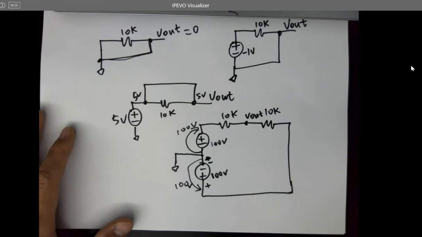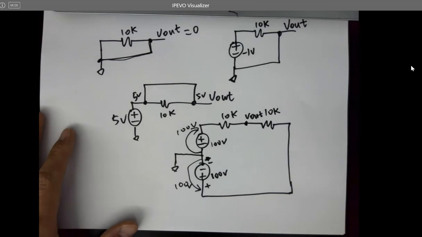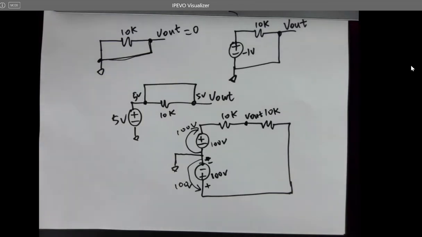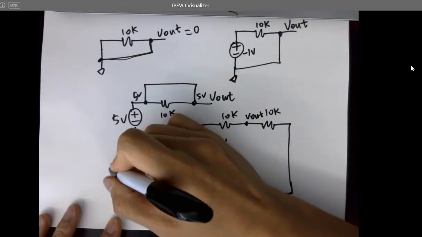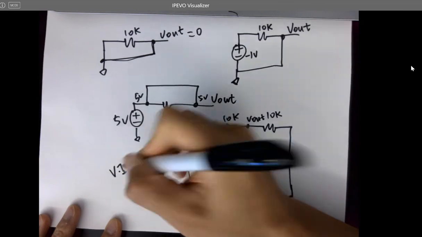Is there any current flowing in the circuit? Why? Because of the same pressure. It's trying to pump water against each other, but it's the same pressure, so water is not going anywhere. It's not even emitting heat, because there's no current. So there's no current.